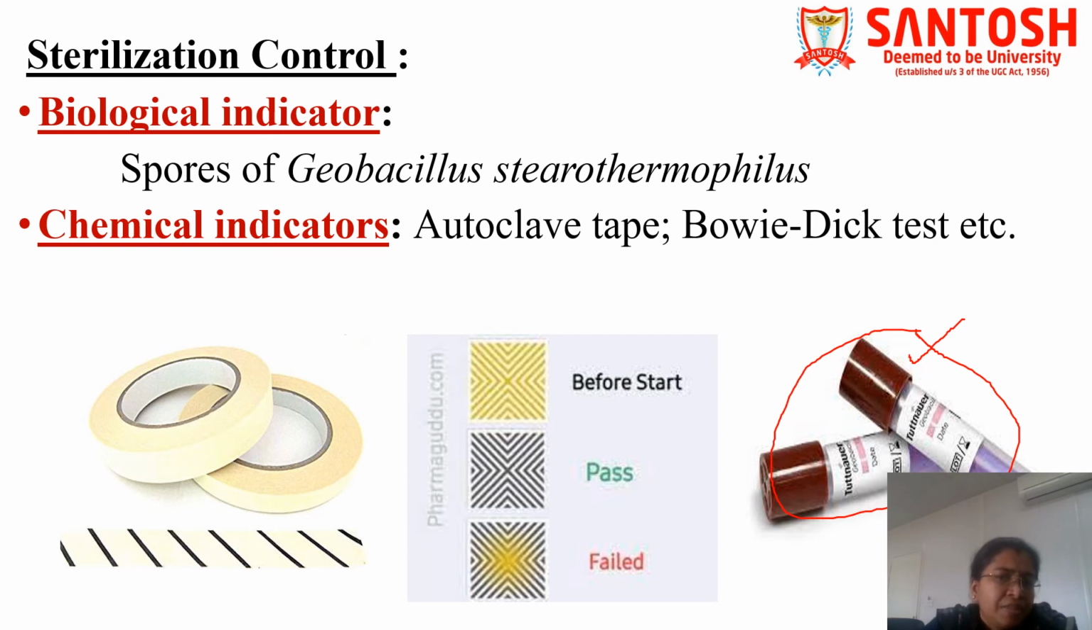If our sterilization process is valid, spores would have been killed and Geobacillus will not germinate on incubation. But if Geobacillus germinates during incubation, that means our process is not valid, because the spores did not die, the bacteria grew. So these are two types of indicators that have to be used during the process.